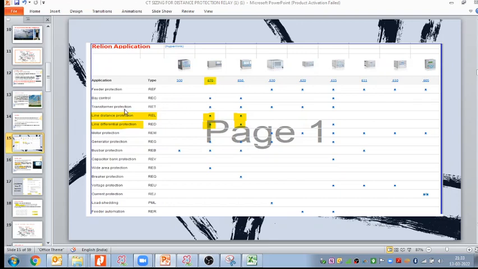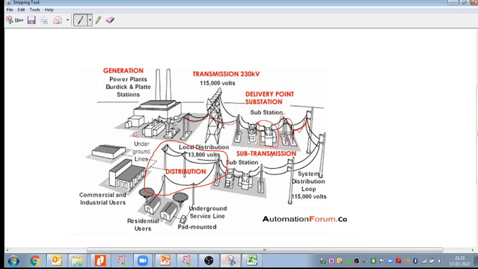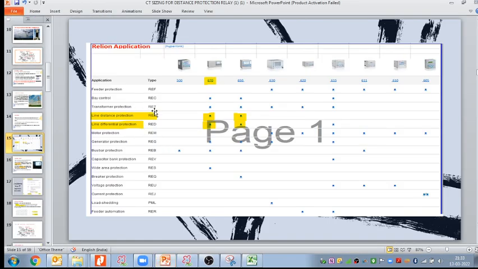When it comes to transformer protection, this is my trafo. So what relay model do we take? That is RET. Please note down this value, because when I go into ETAP for relay coordination and relay sizing calculations, I will take the model directly from the ETAP library. At least you should know the name of the model, so that we can easily take it from the library. So for the transformer we take the RET model.